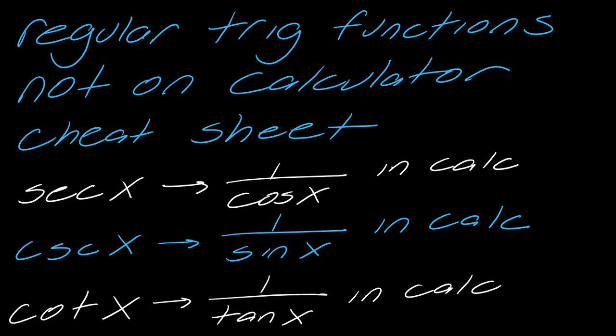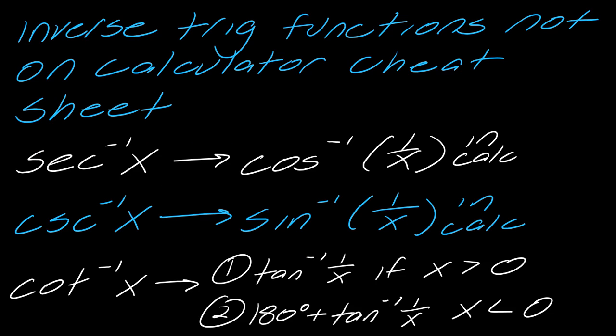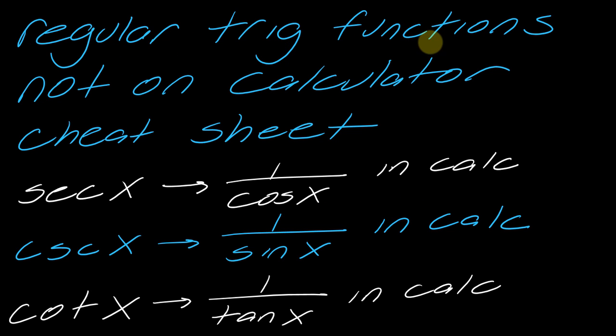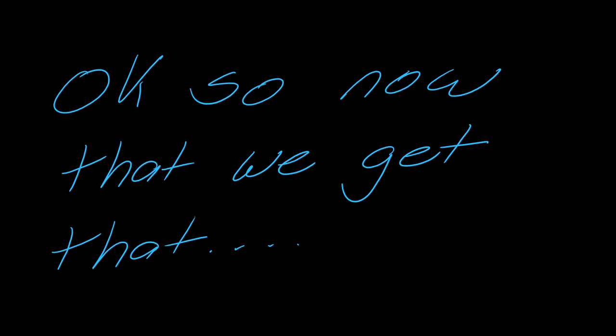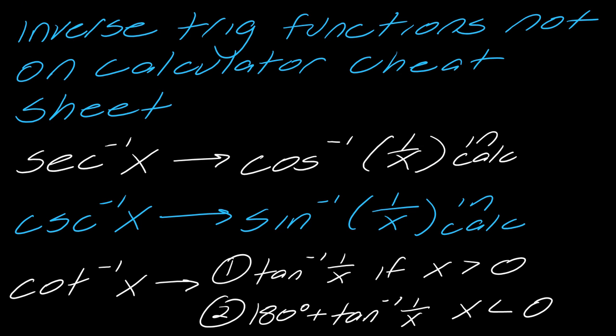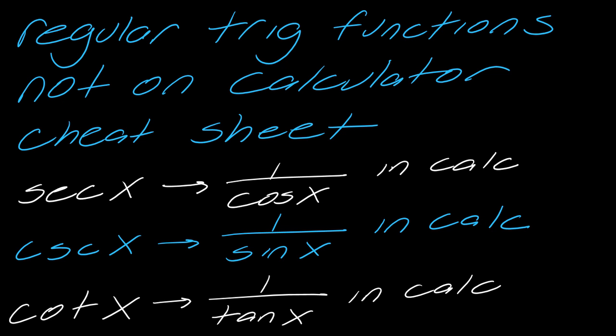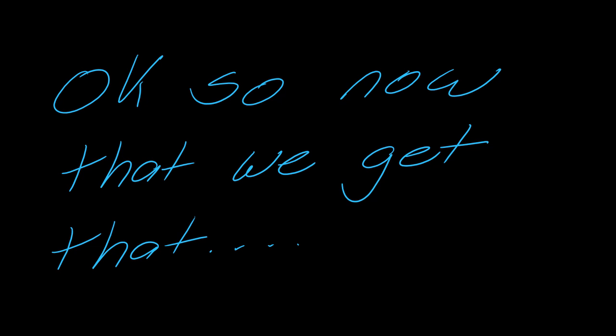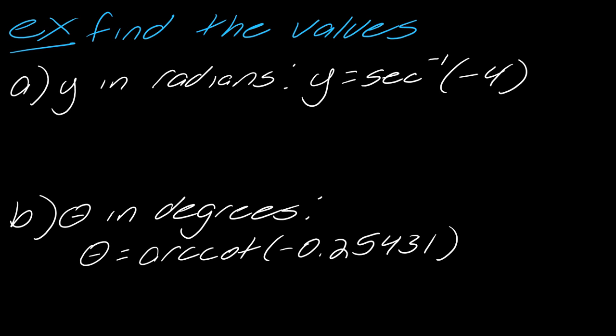Okay, now let's compare that to regular trig functions. I think it would be very good at this point to have a cheat sheet comparing both. So this last one was for inverse trig functions, and now let's review regular trig functions. Secant x is 1 over cosine x, cosecant of x is 1 over sine of x, and cotangent of x is 1 over tangent of x. I would suggest that you pause and write all that down. Actually, I'll show you one more time too. If you need to pause here or here. Okay, so now that you get that, we can go back to this.